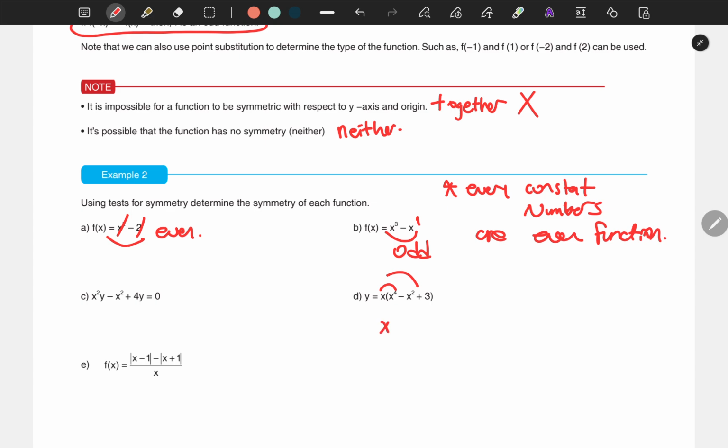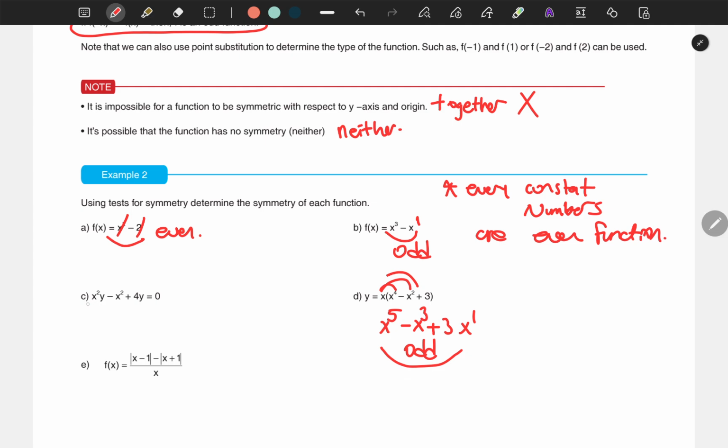X times x4, x5, x times 2, x3, x times 3, 3x. Now, are all of them odd functions? Yes. Since I have an odd function, can I say this is odd? Odd power? Yes, it is.